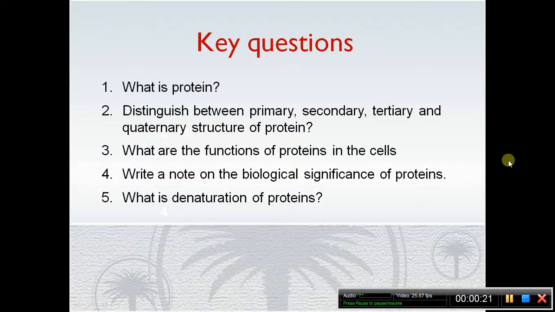Key questions. 1. What is protein? 2. Distinguish between primary, secondary, tertiary, and quaternary structure of protein. 3. What are the functions of protein in the cells? 4. Write down the biological significance of proteins. 5. What is denaturation of proteins?